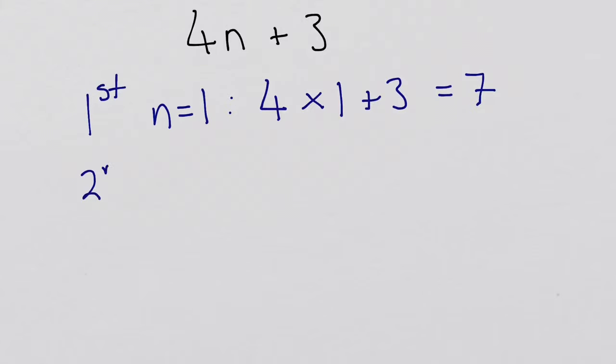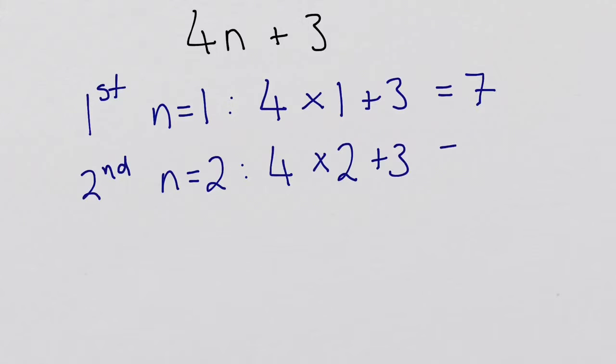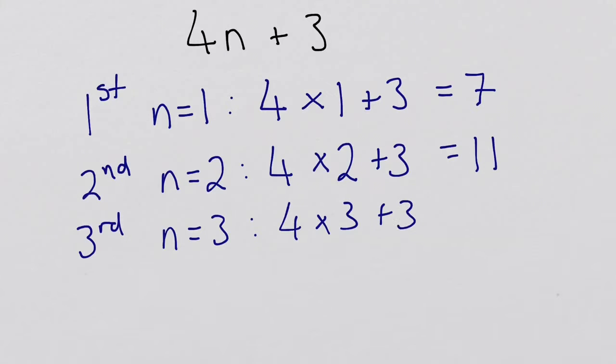The second term, we use n is 2. So we do 4 times n, which is 2, add 3. 4 times 2 is 8, add 3 is 11. And look, our sequence should be going up in 4, so 7 to 11 is add 4, so that's right. The third term, we do n is 3, so we do 4 times 3, add 3. 4 times 3 is 12, add 3 is 15.